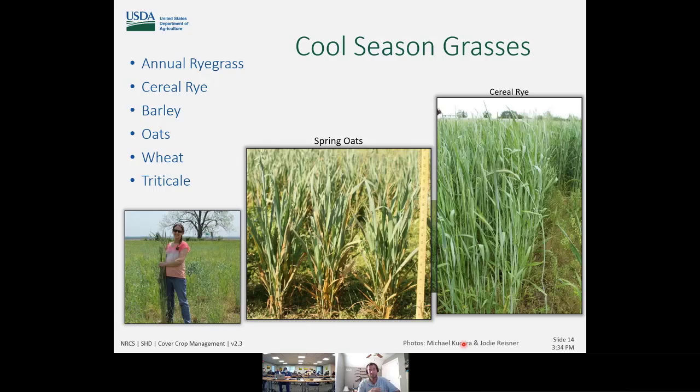So if we have those producers that are earlier in transition, we may opt to use one of these species or one of these varieties that are lower growing. And then let that producer become more comfortable working into those systems to where we could actually move up to something like cereal rye, or maybe use that annual ryegrass that gives that super fibrous root system that could present a challenge to plant into sometimes. It's going to take that seasoned producer to be able to do that.